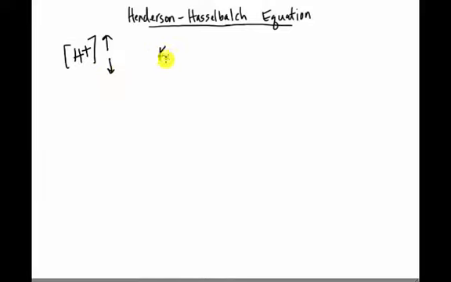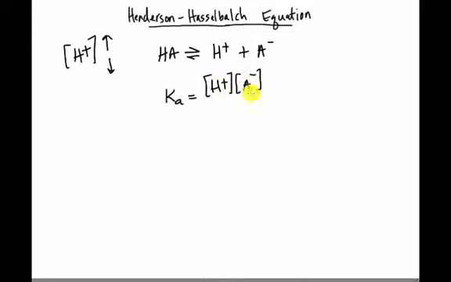We're doing this Ka expression where we have concentration. Let me back it up again a little bit for you. So we have the weak acid dissociating into H plus and the anion, right? The A would be your generic anion. So what I would have is Ka is equal to the hydrogen concentration times my anion concentration over the acid concentration, right? We've been doing this pattern quite a bit.